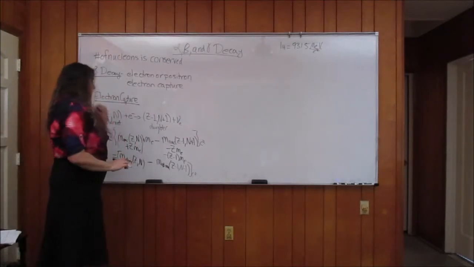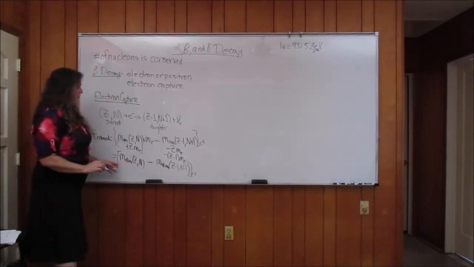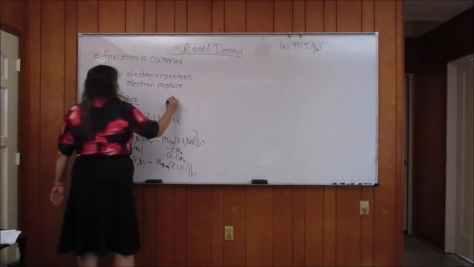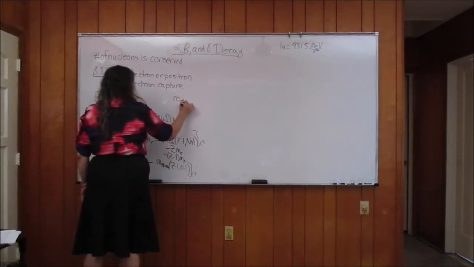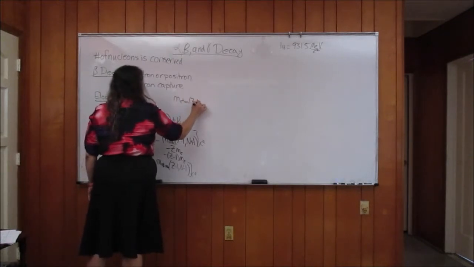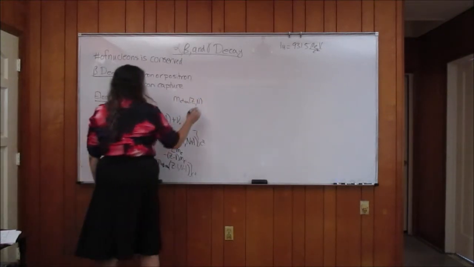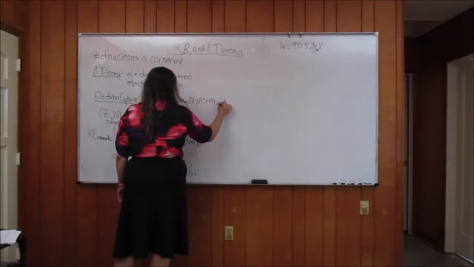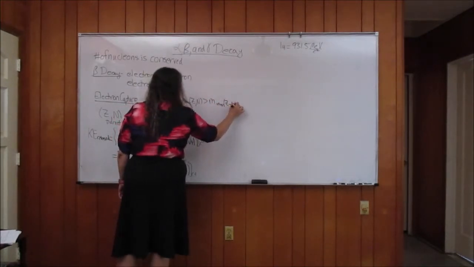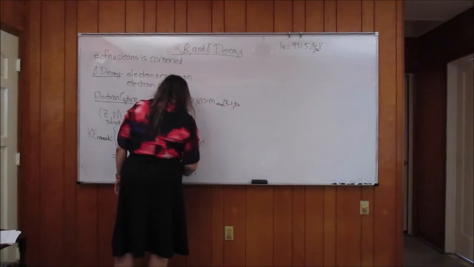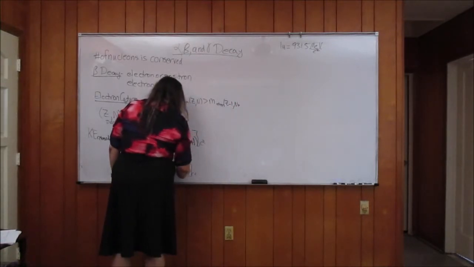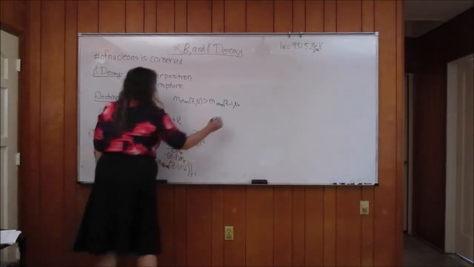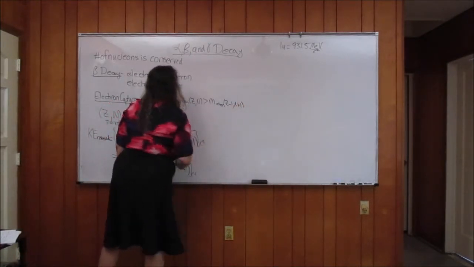So again, for this kinetic energy to be released, in order for this process to occur, the mass of the parent must be greater than the mass of the daughter, and that should be a Z+1 down here. Okay?